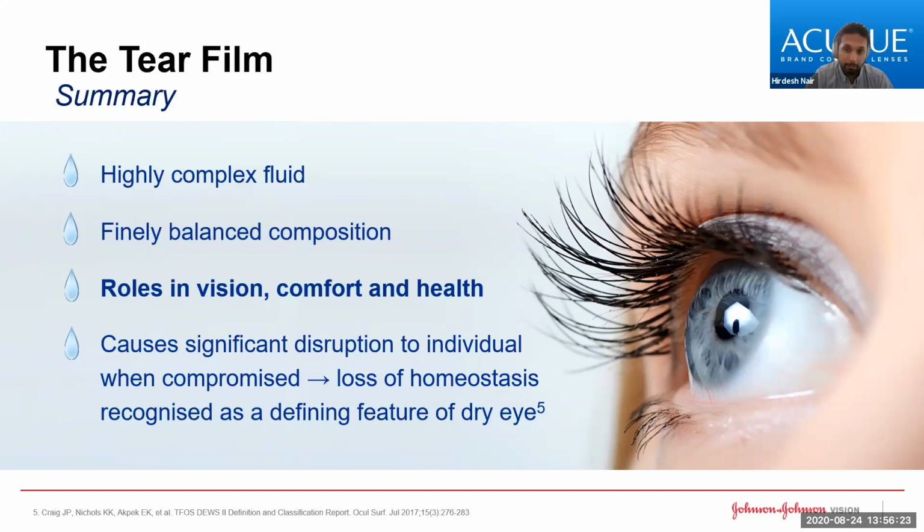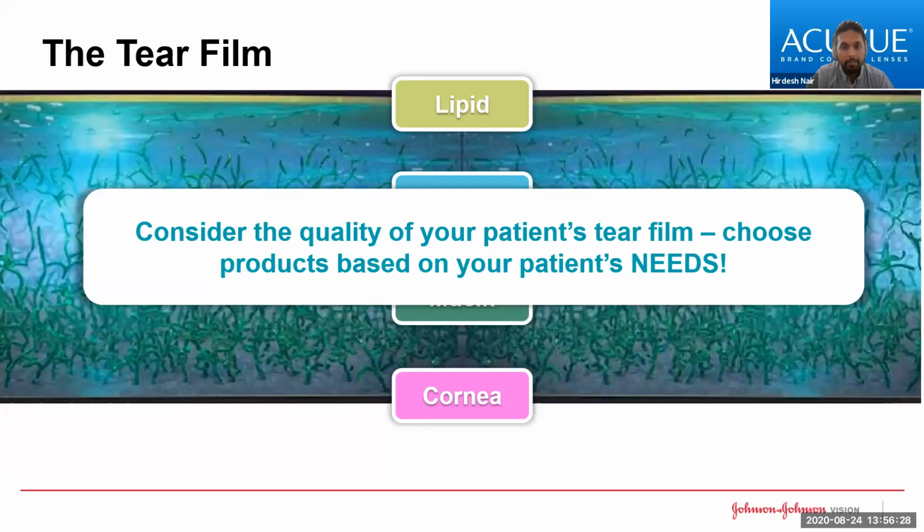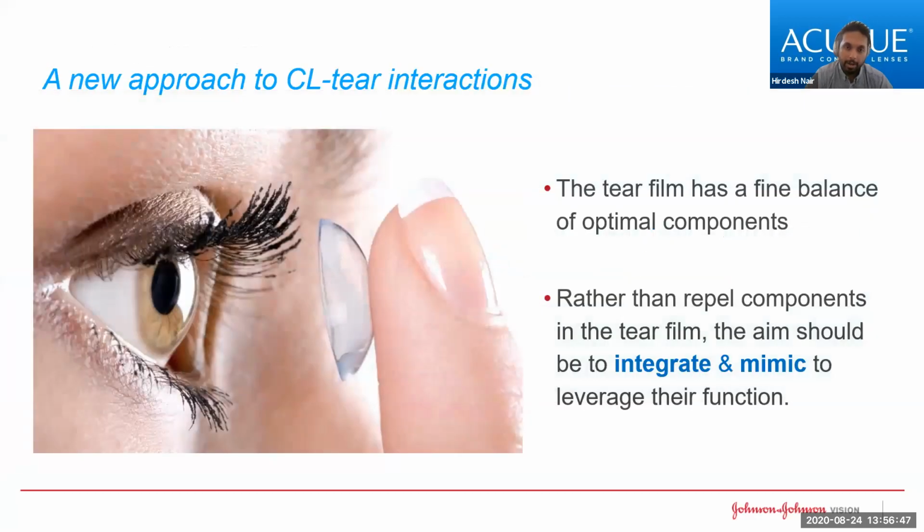And so for that point, if we move on to the next slide, I would like to ask that you really be a scientific detective, be like Sherlock Holmes, and consider the quality of the tear film of the patient. Once you have a deep understanding of what's happening at the ocular surface, it should make it easier to choose a product that is based on your patient's needs. To summarize, it is using a more scientific approach and also understanding the contact lens materials that are out there. Choose something that will help to integrate and leverage the natural function of the tear film rather than repel or work against it.